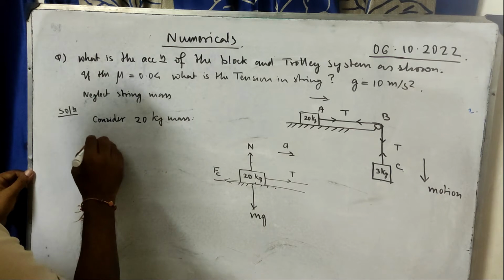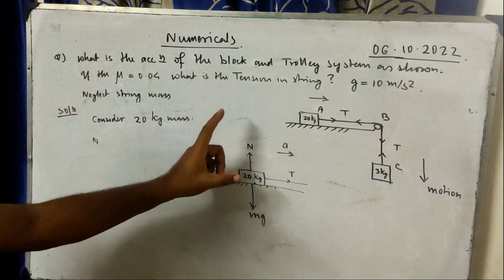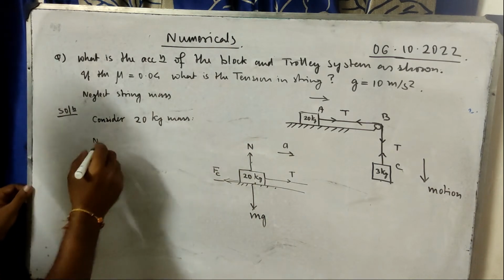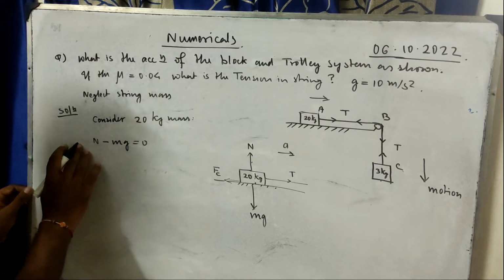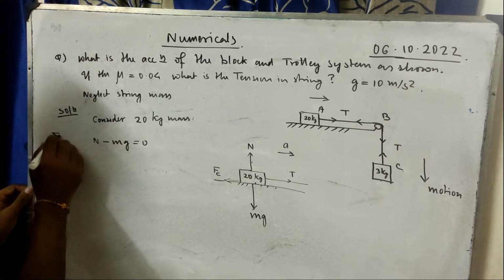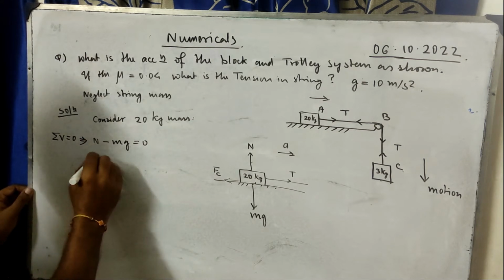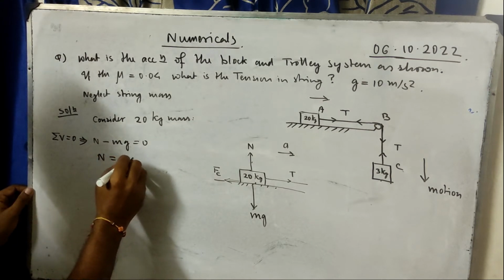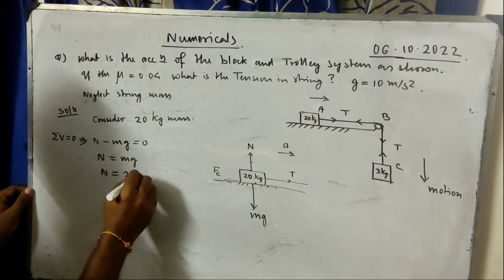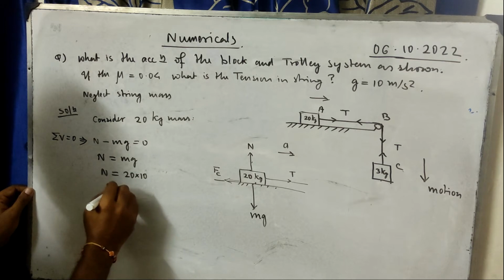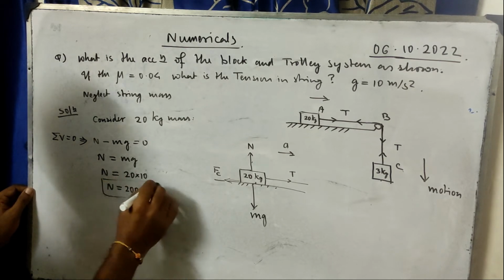So T minus, okay, first you will find this N. N is equal to mg, because there is no vertical motion, so the summation of vertical force will be 0. So N minus mg is equal to 0, or not? From there only we are getting this. So N is equal to 20 into g, g is 10. So N is equal to 200 Newton, right?